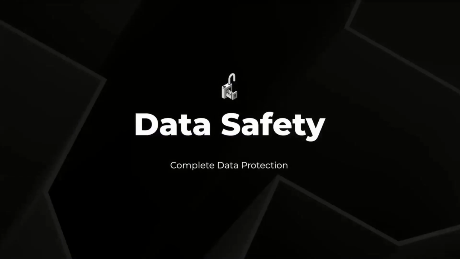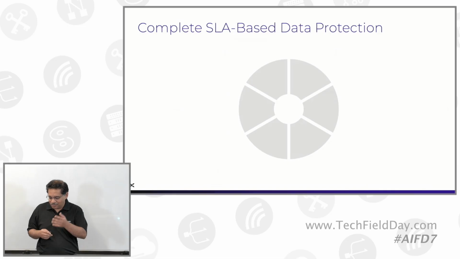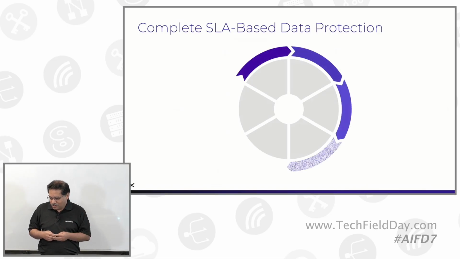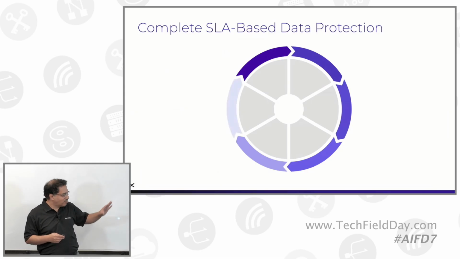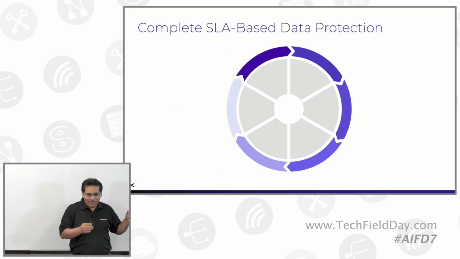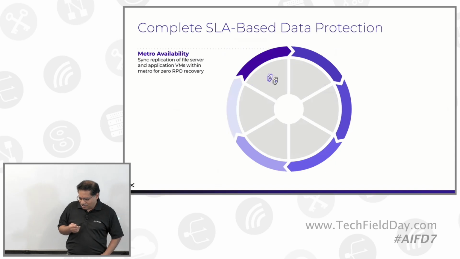The next thing I want to talk about is it's not just about performance. Obviously, in a stack like this, you want to be able to handle things like data safety, mobility, and all of that stuff. And so we do have a complete SLA-based data protection in our stack. So this was the question that came up earlier: what do we provide in terms of data protection? I think of this as a wheel with every spoke providing some form of capability around data protection. The first one is Metro.